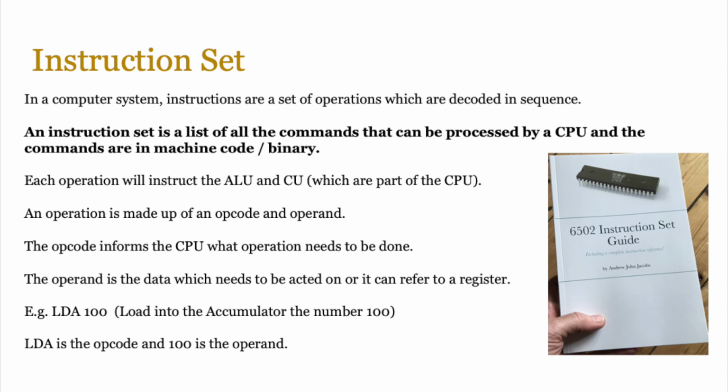So an operation is made out of two parts, an opcode, operation code, and an operand. The opcode informs the CPU what the operation needs to do, for example, add, subtract, things like that. The operand is the data or the address which needs to be acted upon. So that normally refers to data in a register. For example, if you have an operation called LDA 100, that basically means load into the accumulator the value 100. The LDA is the opcode and the 100 is the operand.